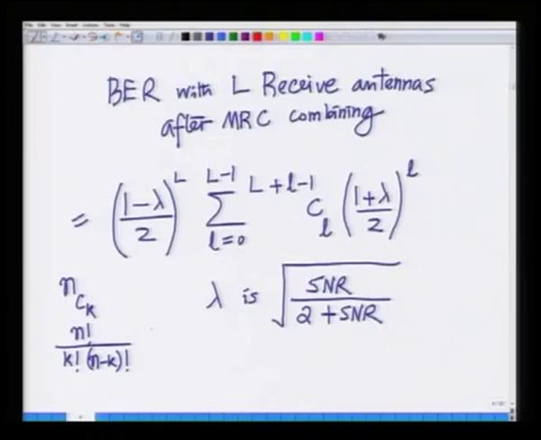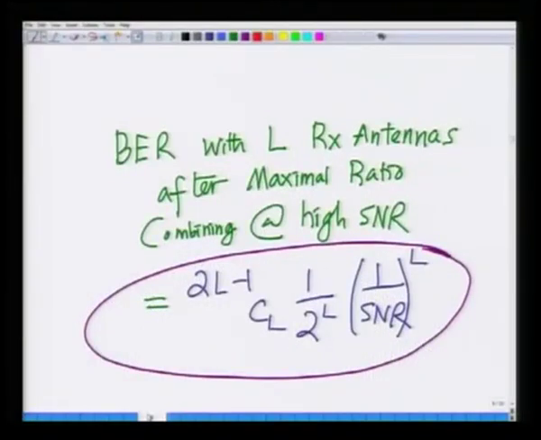We simplified this expression further and said that at high SNR the bit error rate is given as 2L minus 1 choose L, that is 2L minus 1 C L, times 1 over 2 to the power L, times 1 over SNR to the power of L. That is the bit error rate at high SNR with L receive antennas. As we can see, this bit error rate decreases as 1 over SNR to the power of L. Remember, earlier in a wireless channel with a single receive antenna, it decreased only as 1 over SNR. Now, with multiple receive antennas, the bit error rate decreases as 1 over SNR to the power of L.